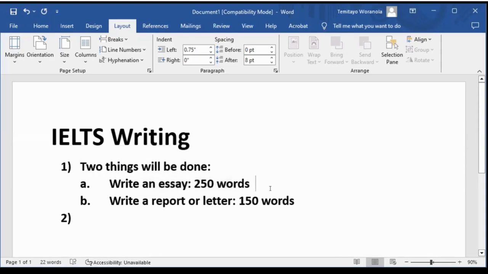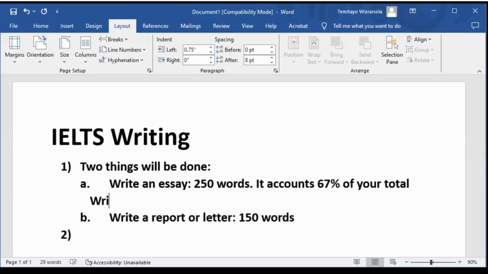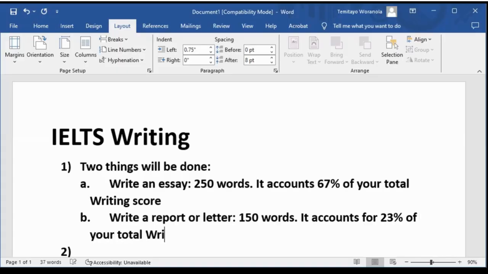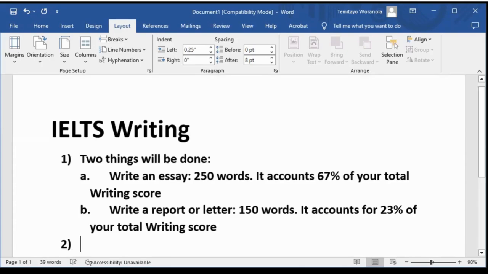Now, the essay accounts for 67% of your total writing score, whereas the letter or the report accounts for 23% of your total writing score. That's it. So you can see that the essay takes more marks. So you need to make sure that your essay is as qualitative as possible.